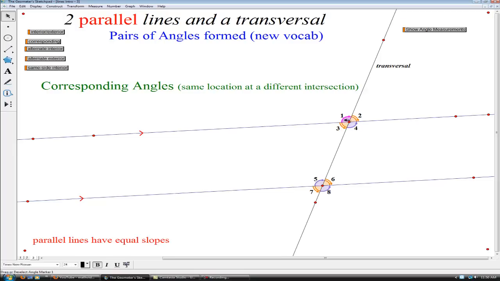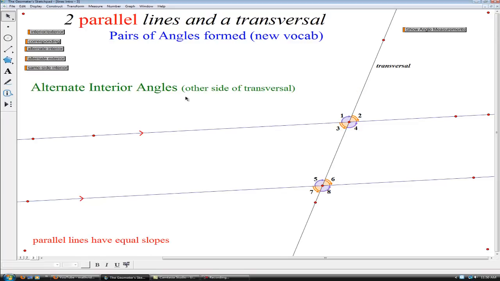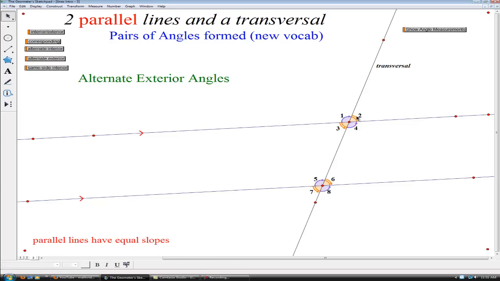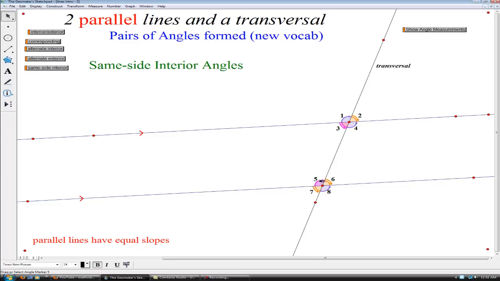Corresponding angles. 1 and 5 are corresponding. 2 and 6 are corresponding. 7 and 3 are corresponding. 4 and 8 are corresponding. Alternate interior angles. 3 and 6 are alternate interior. 4 and 5 are alternate interior angles. Alternate exterior. 2 and 7 are alternate exterior. 8 and 1 are alternate exterior. Same side interior, 3 and 5, as well as 4 and 6.